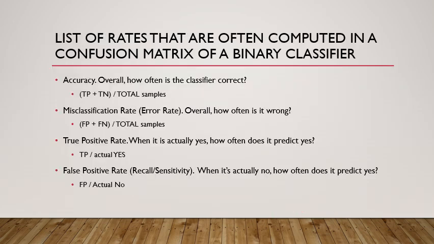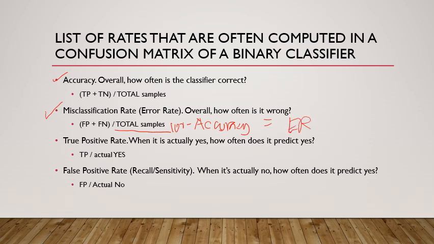So these are the list of rates that are often computed in a confusion matrix of a binary classifier. First, we have the accuracy, which was mentioned a while ago. We also have our misclassification rate. The formula is false positive plus false negative divided by the total number of samples. Or we could get our accuracy, 100 minus our accuracy, then we will have the misclassification rate or the error rate.